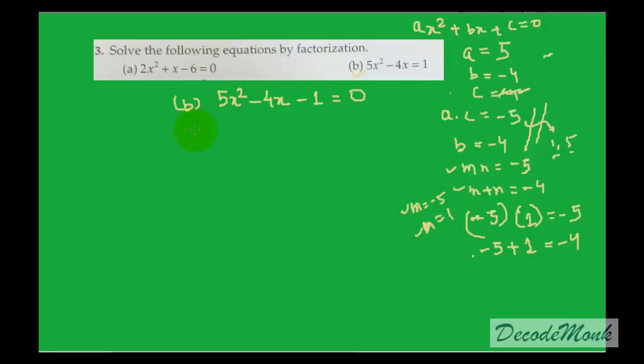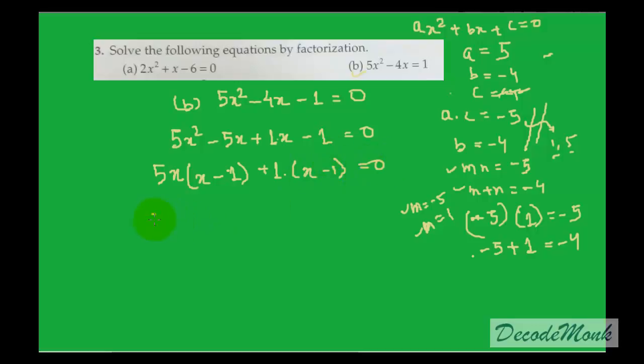So writing down 5x square minus 5x plus 1x plus 1, or simply we can write x minus 1 equals 0. Taking out common terms, 5x into x minus 1 plus, taking out the common term 1, this will give you x minus 1 equals 0. Further, 5x plus 1 and x minus 1. So x minus 1 is the common term over here.